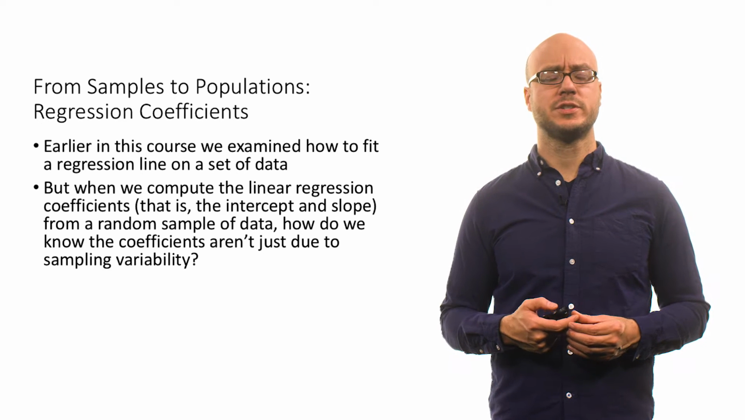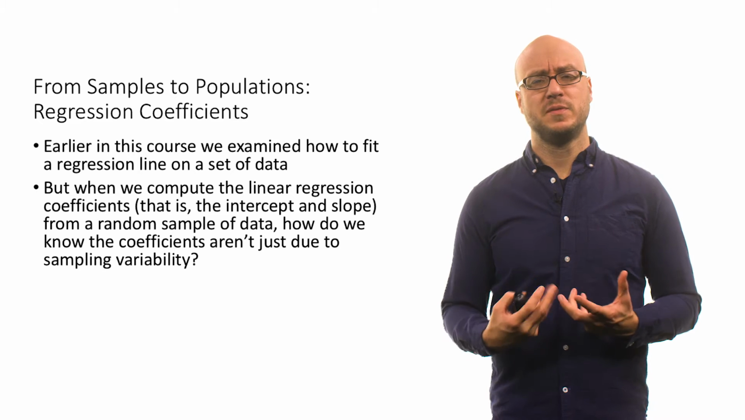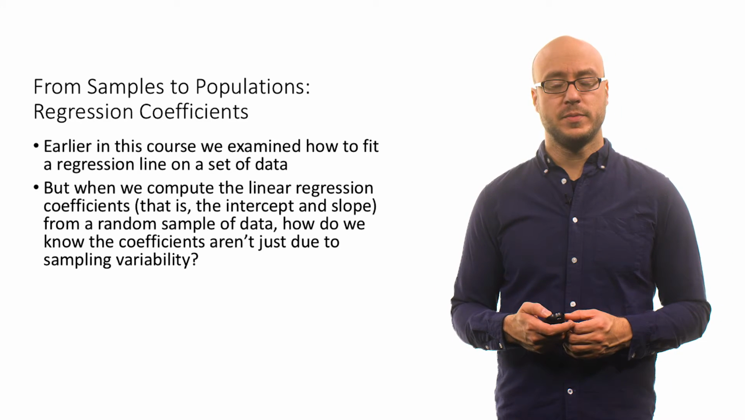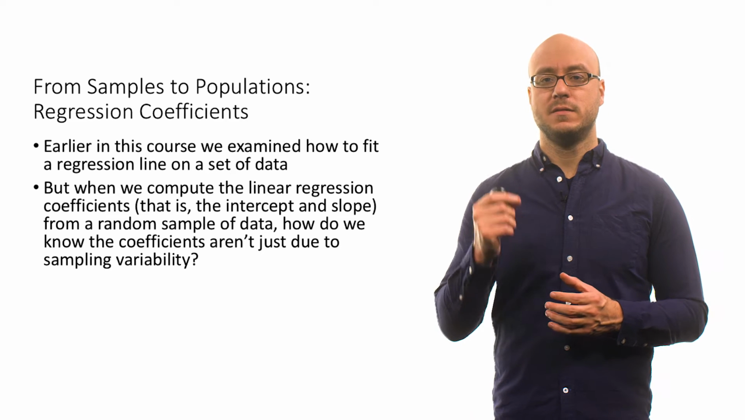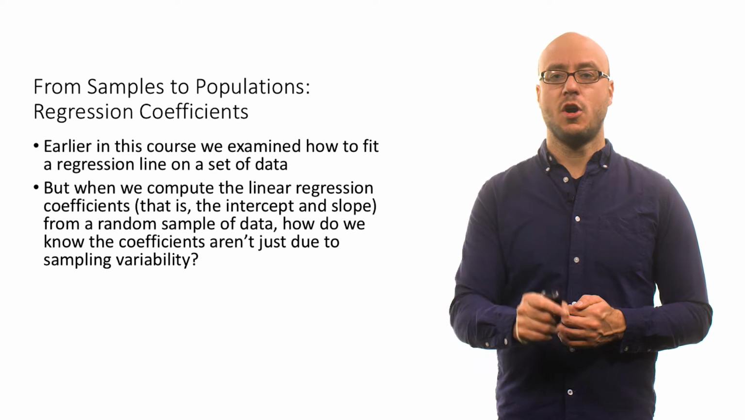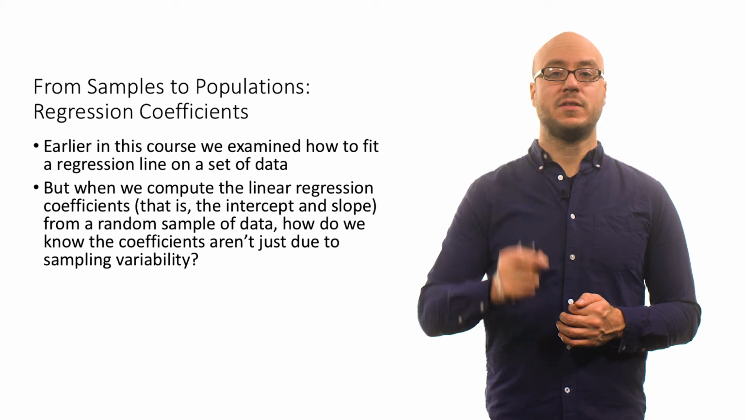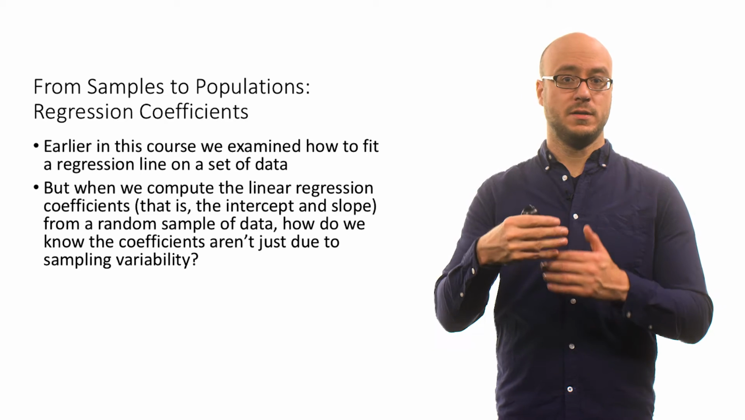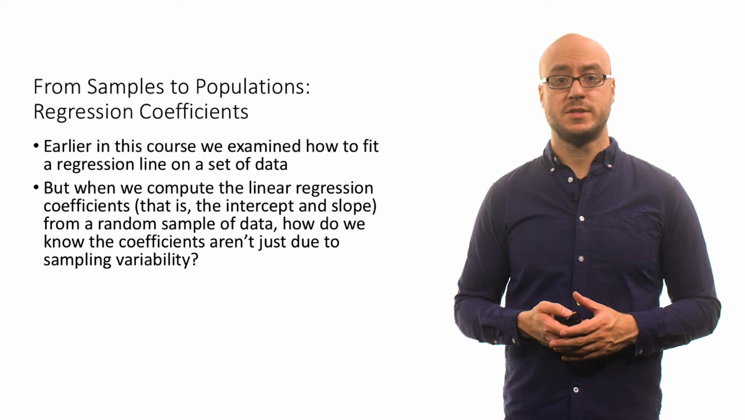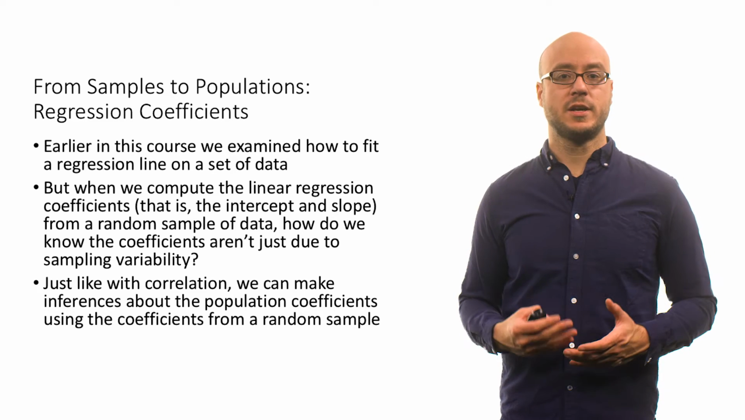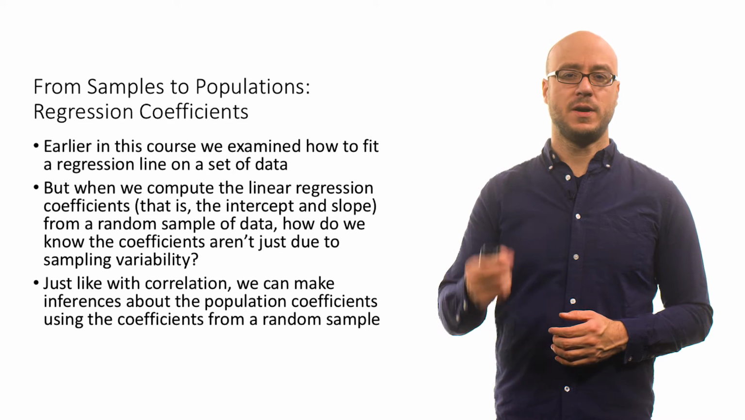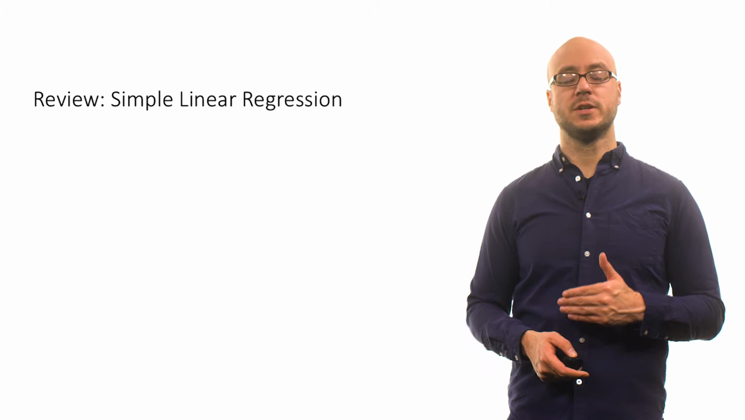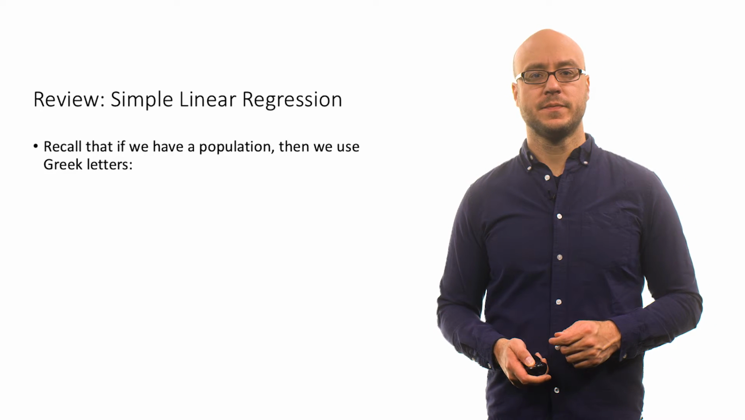However, when we compute the linear regression coefficients, particularly the intercept and slope, because those are the simple linear regression coefficients, based on a random sample of data from a population, how do we know these coefficients are just due to random sampling variability? How do we know that these coefficients aren't just an artifact, that in fact the population intercept and slope have any kind of relationship to the sample intercept and slope? Well, just like correlation, we can make inferences about the population coefficients using the coefficients from a random sample from that population. So let's review simple linear regression.